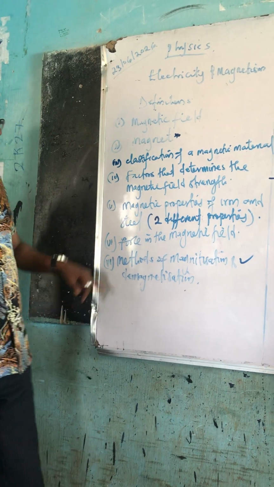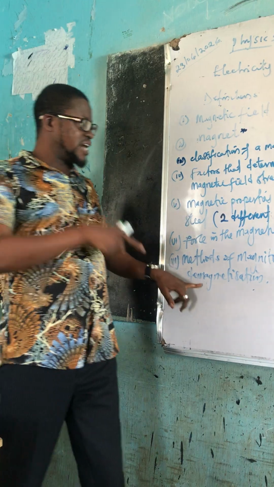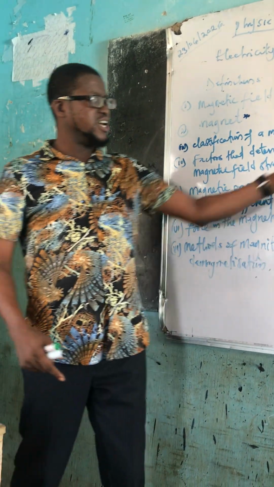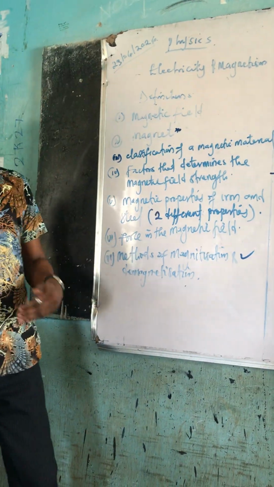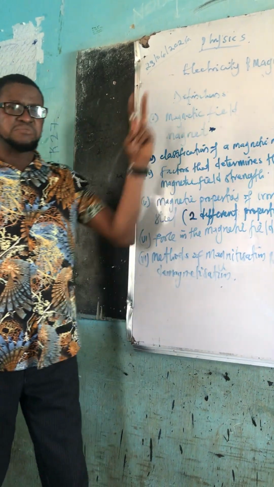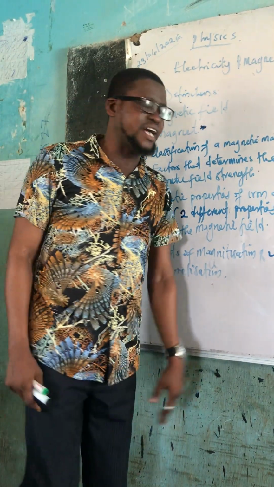But the revision is that there are three methods of making an object become a magnet, and there are three methods of making an object lose its magnetism. Electrical method, single touch, double touch: these methods are used to magnetize an object. Then electrical method, mechanical method, heating method: these three methods are used to demagnetize a magnet.